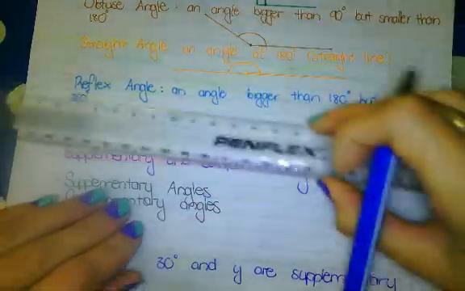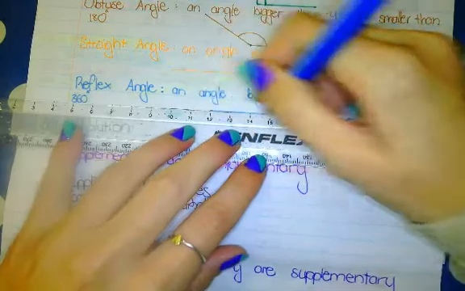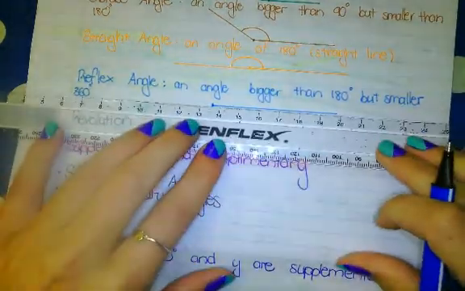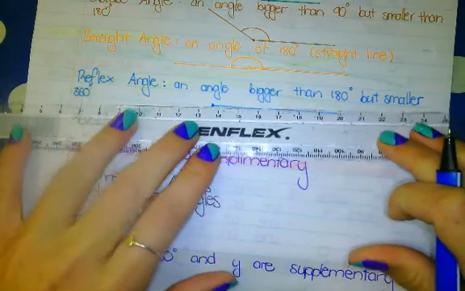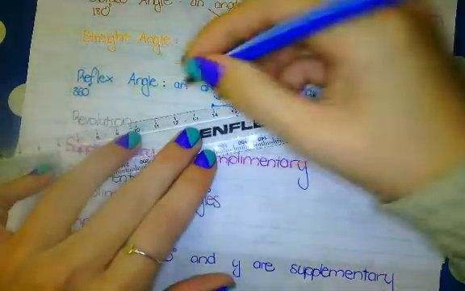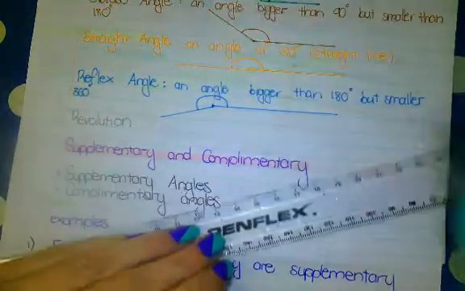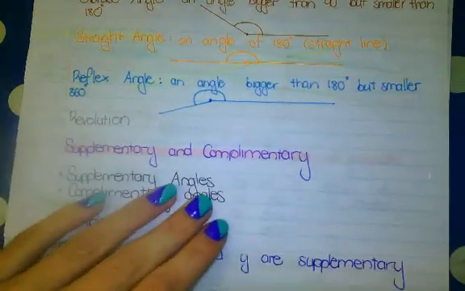Okay, so if we draw this, there's our starting arm. Okay, and that was our straight line. That was 180, but we're opening it up even more. Okay, so that would be a reflex angle. Okay, it's bent over backwards.